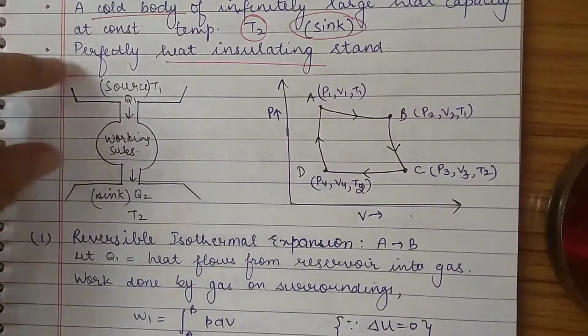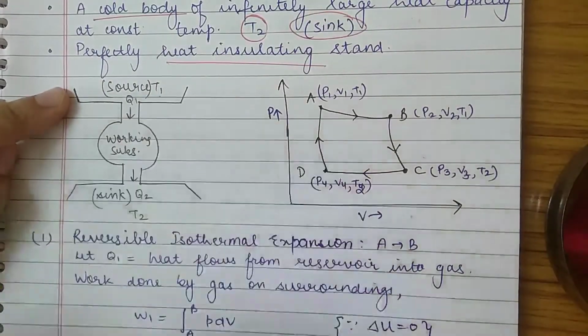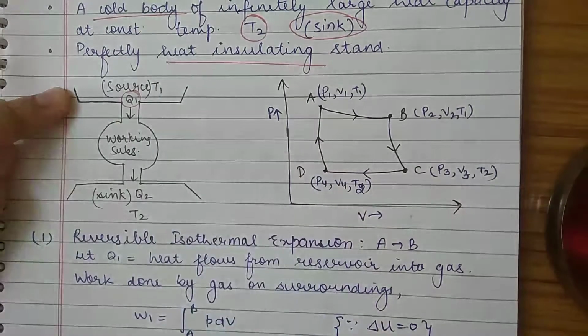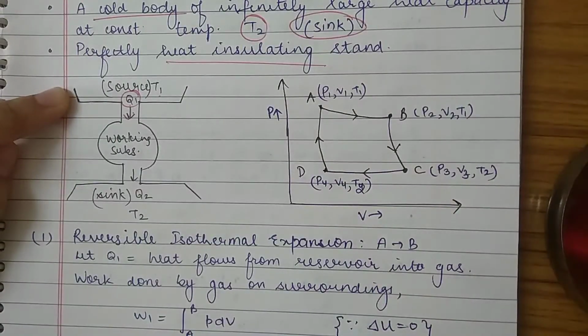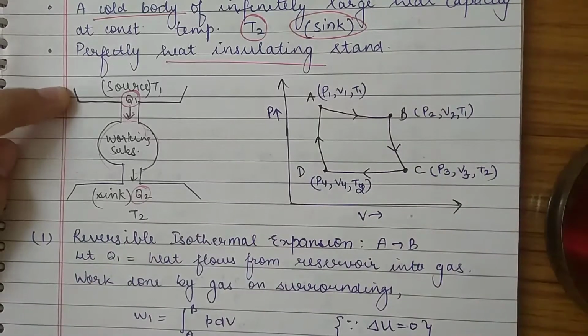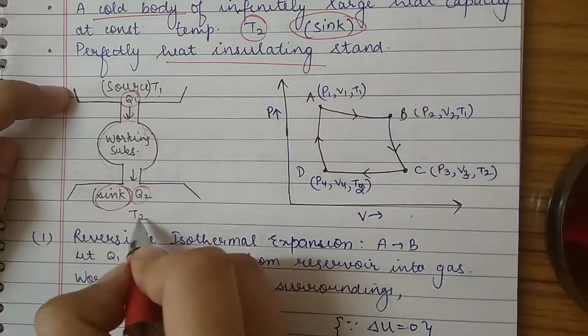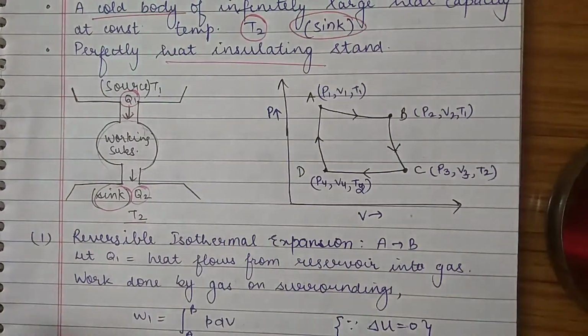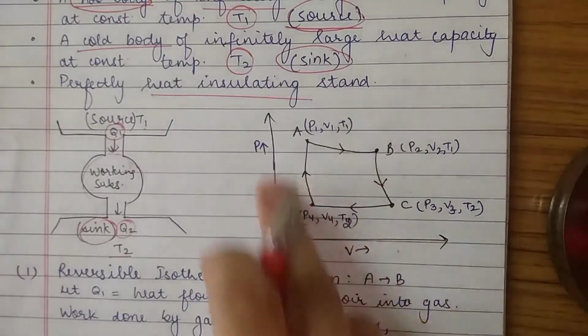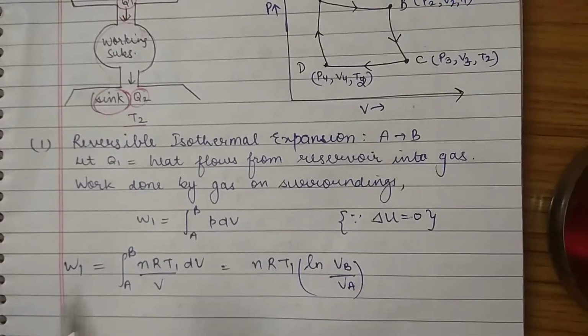Now the Carnot cycle is shown here. Here is the source, which is at temperature T1. Suppose Q1 heat is given to the working substance. Here is the working substance, and Q2 is the heat which is taken out from the working substance, and here is the sink, which has temperature T2. Now a PV diagram of the Carnot cycle is shown here. We will discuss it step by step.